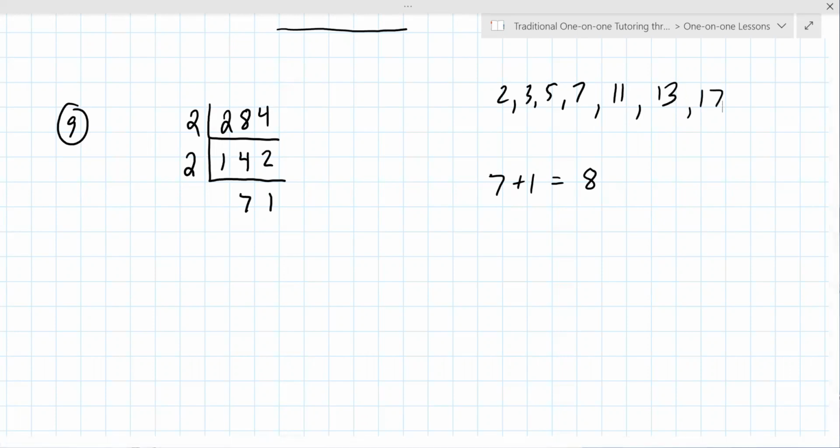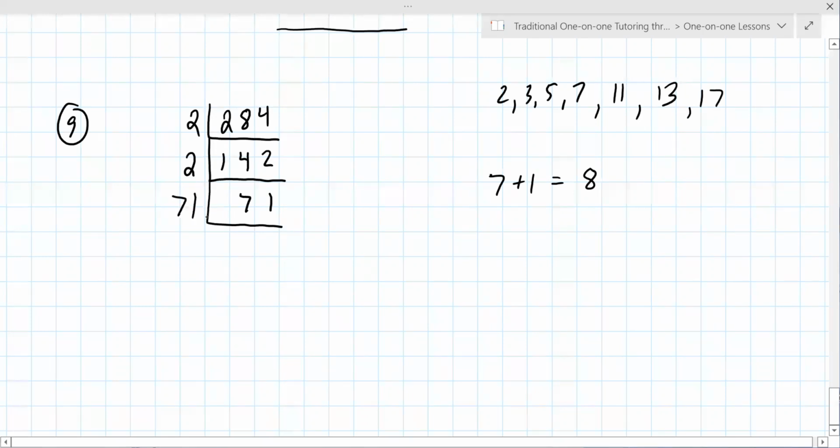How about 17? The only way to work around this is, do you have that list of prime numbers in front of you? Can you look in the chat and tell me if 71 is prime? Yep, it is prime. Now I'm not suggesting you memorize those, but you start getting a feel for ones that are reasonable.